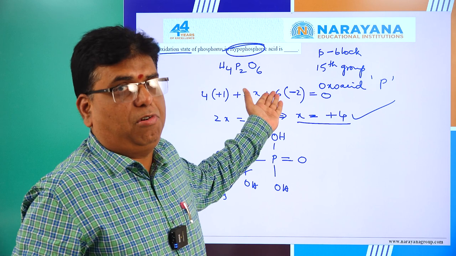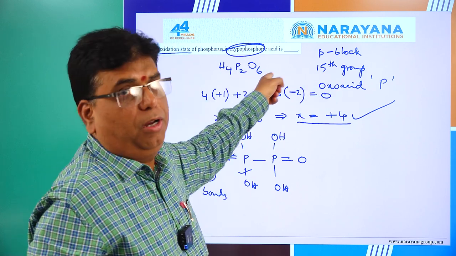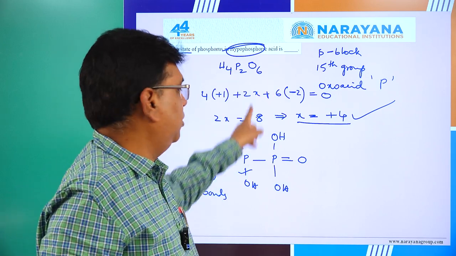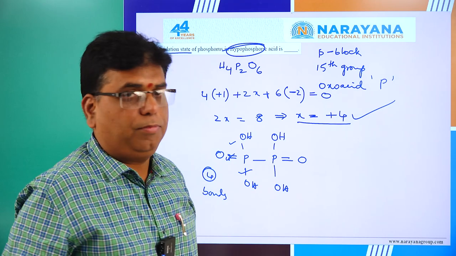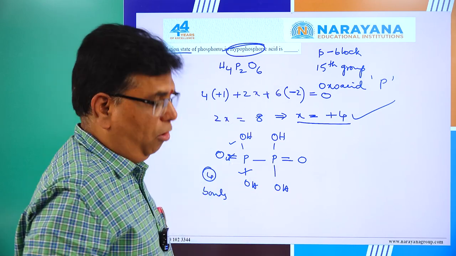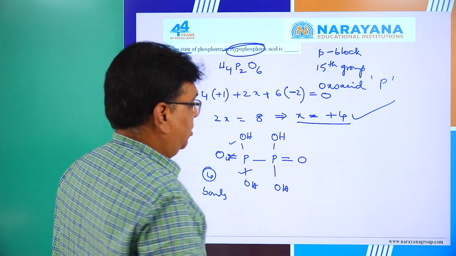Stoichiometric calculation is this. Very simple. So the only thing is you should know the formula for hypophosphoric acid. So this is the solution. The answer is 4. So this is from P block. So every chapter is being covered. Now let's go to the next question.